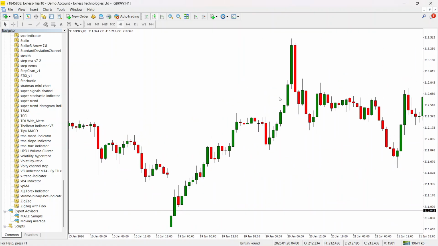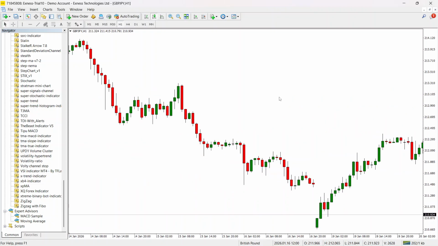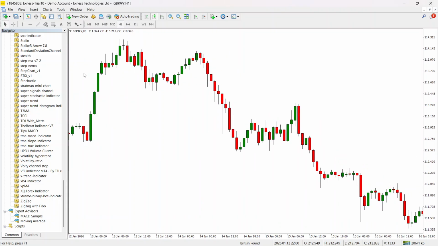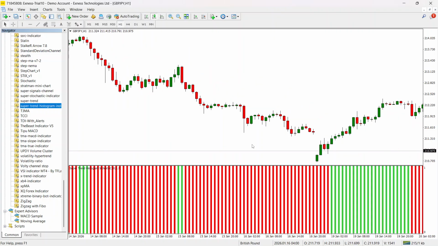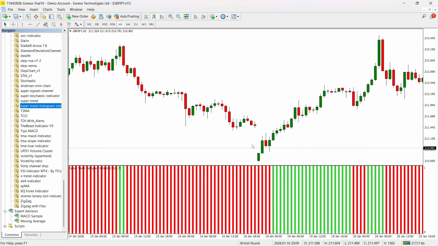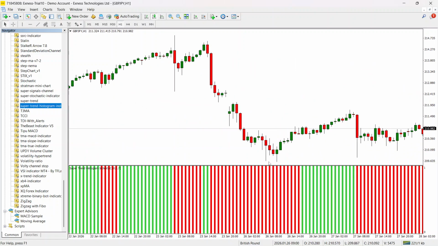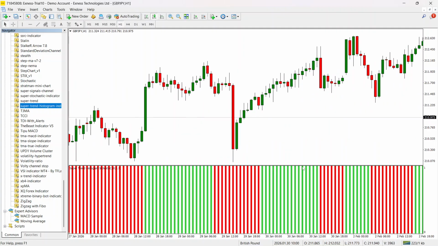This tool converts Super Trend style trend information into a color-coded histogram, helping you see bullish and bearish phases early in a separate window. I'll load the indicator on the chart so you can see what it looks like in real time. The Super Trend Histogram Indicator plots a series of bars in a sub-window beneath the main chart, with bar color and position indicating the current trend bias.